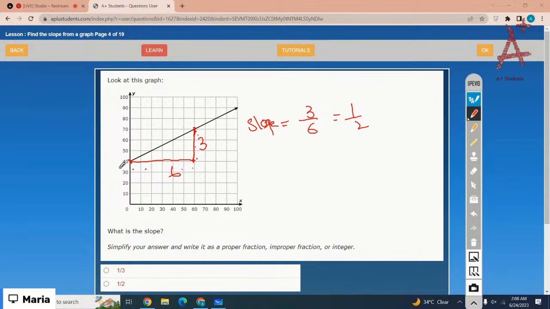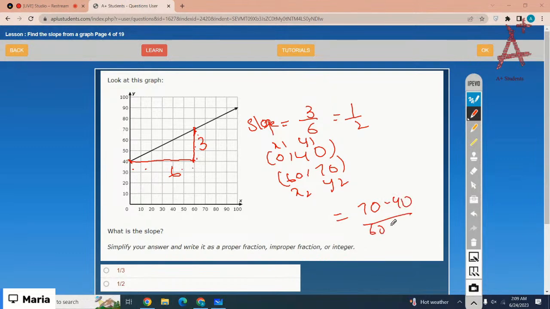When writing the coordinates, you can actually do the same thing. The coordinates for this one are x is 0, y is 40, and for this one x is 60 and y is 70. Got it? Okay, so this one is x1, y1. This one is x2, y2. 70 minus 40 divided by 60 minus 0. That is 30 over 60. So 30 times 1 is 30 and 30 times 2 is 60. See, both ways the values are exactly the same. Got it? The correct option is 1 over 2.